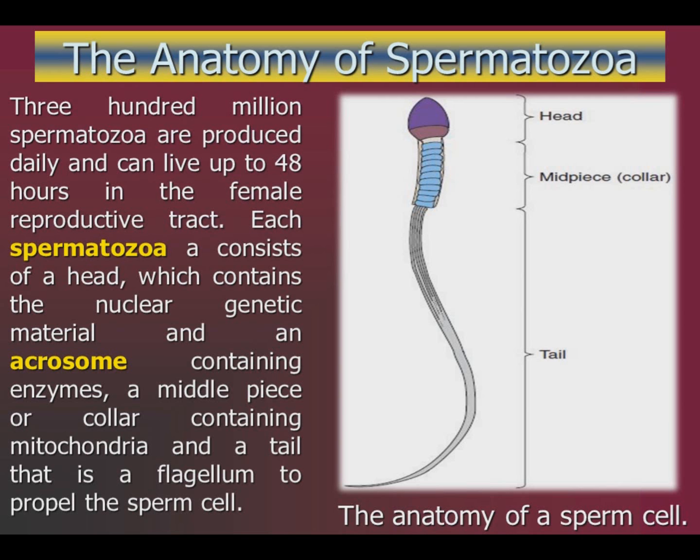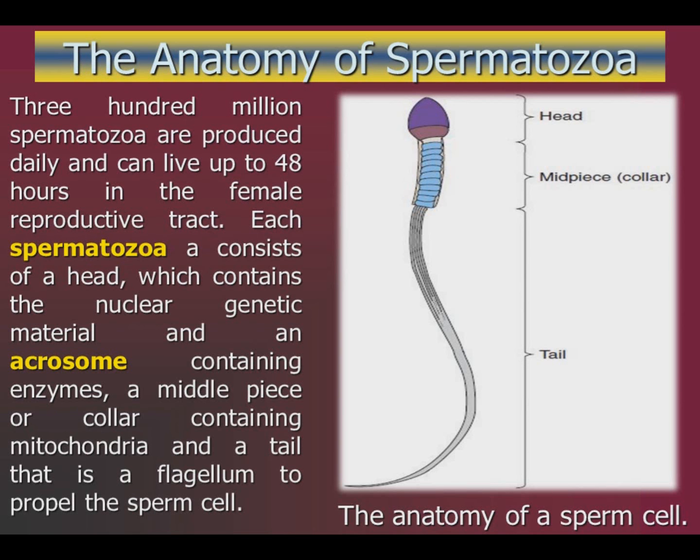Once ejaculated, they have a life expectancy of about 48 hours in the female reproductive tract. They will not survive very long at all outside the female reproductive tract in the external environment. They are highly adapted for reaching and penetrating a female egg or ovum.